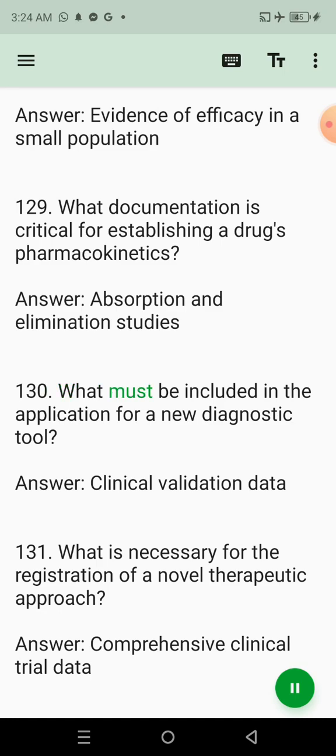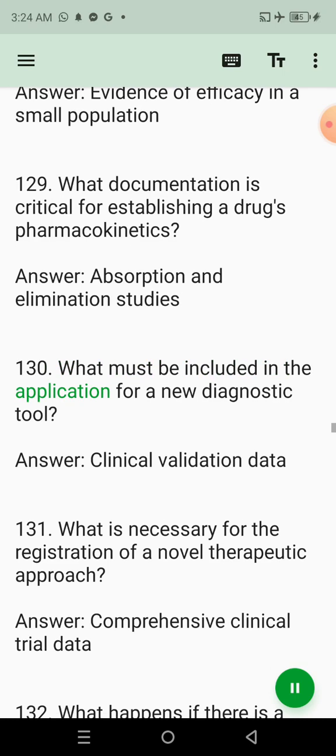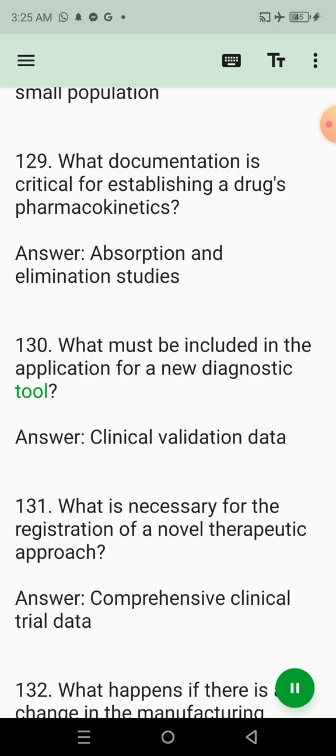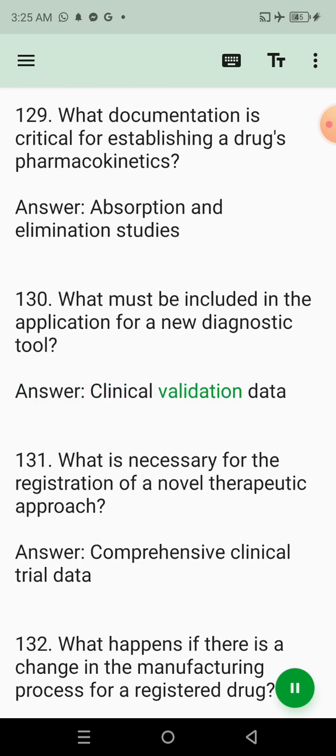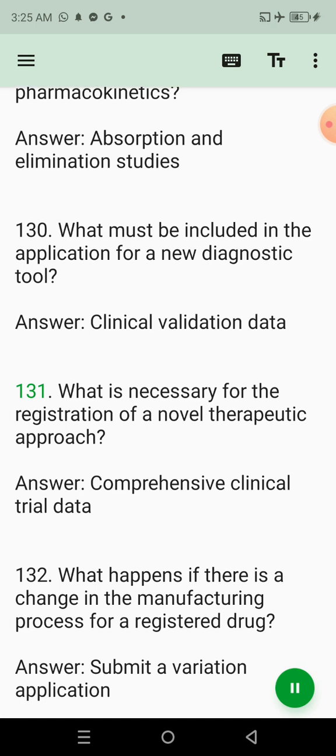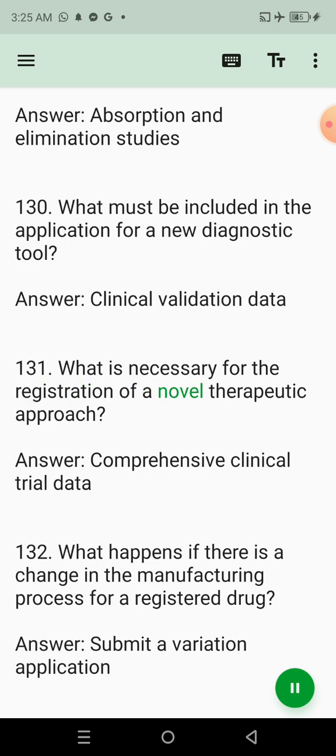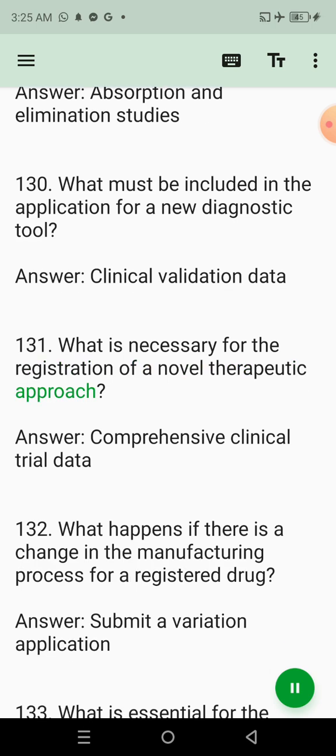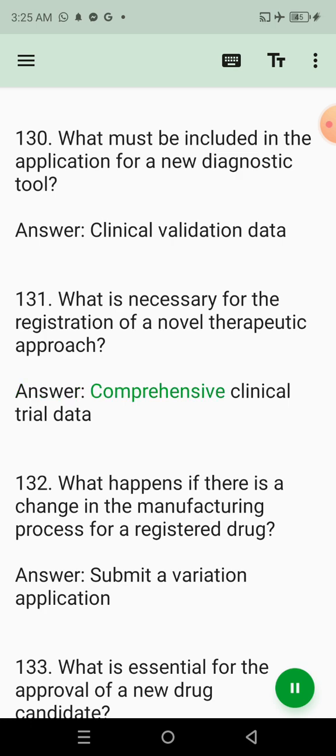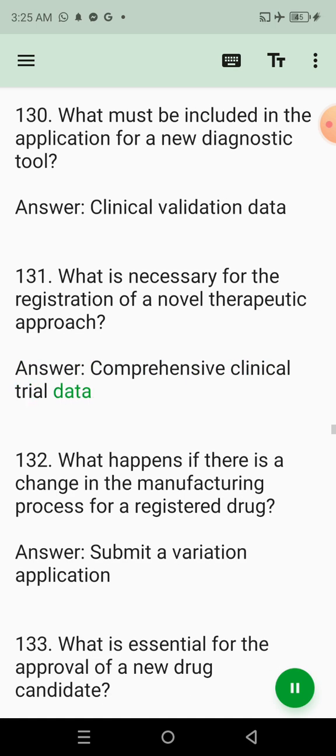130. What must be included in the application for a new diagnostic tool? Answer. Clinical validation data. 131. What is necessary for the registration of a novel therapeutic approach? Answer. Comprehensive clinical trial data.